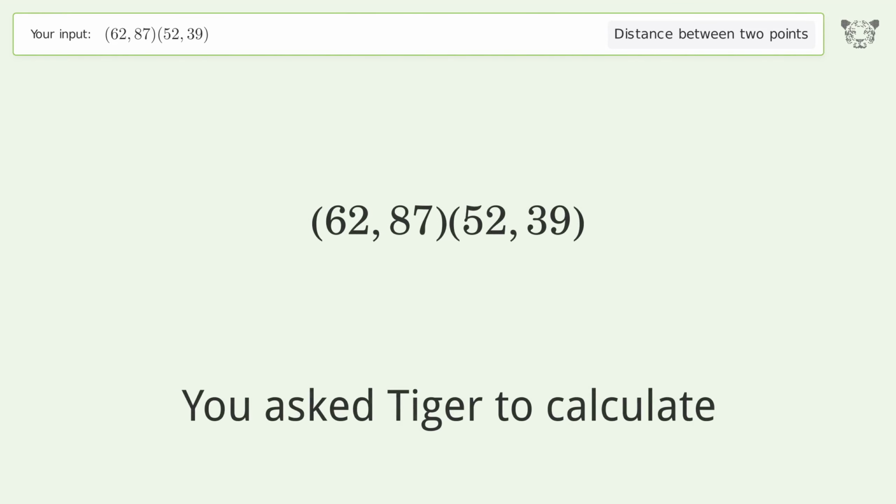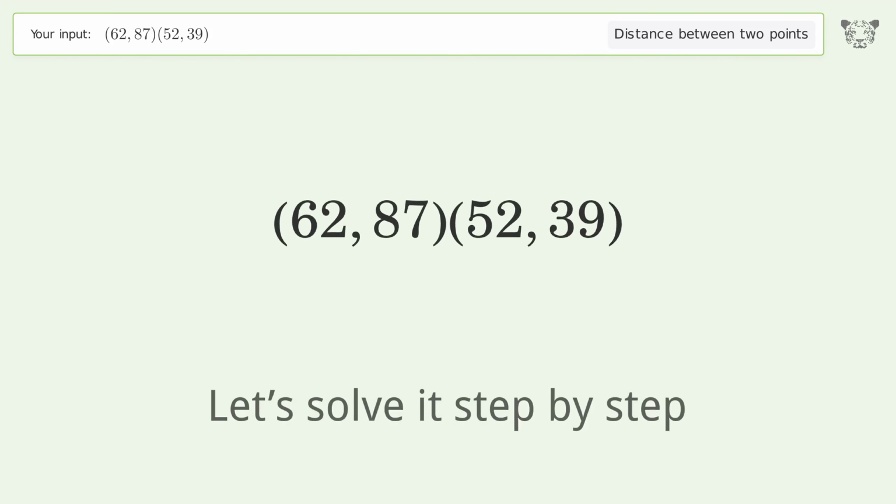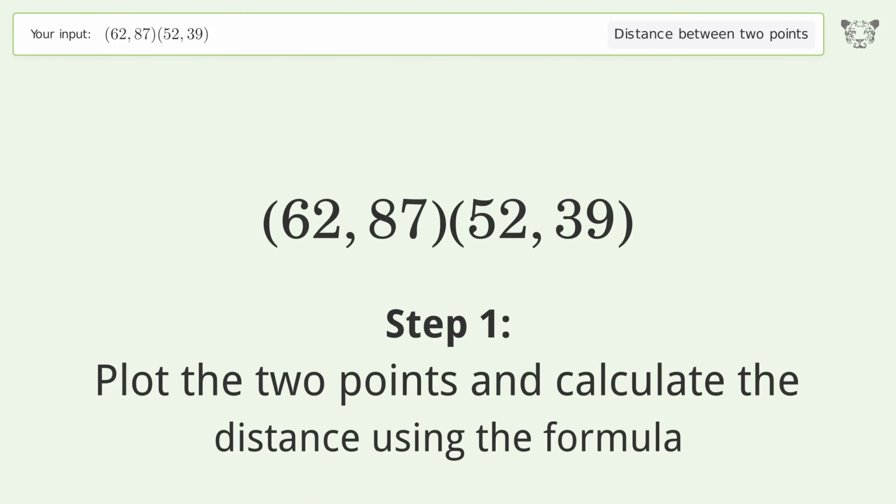You ask Tiger to calculate. This deals with the distance between 2 points. The distance between the 2 points is the square root of 2,404, or 49.031. Let's solve it step by step. Plot the 2 points and calculate the distance using the formula.